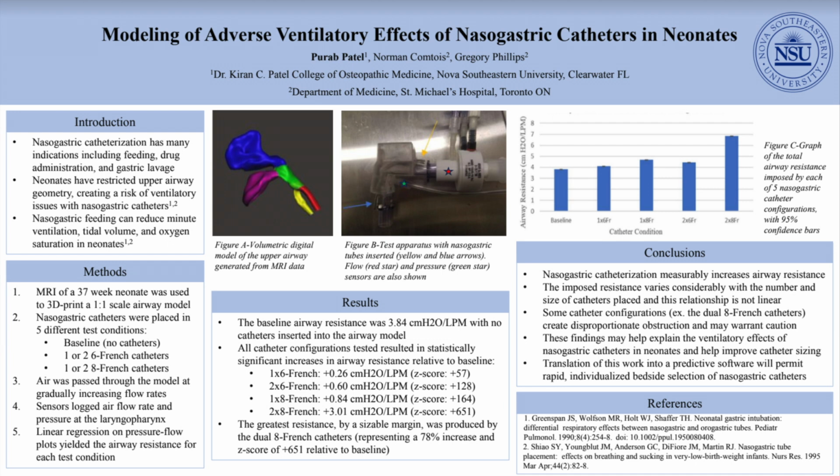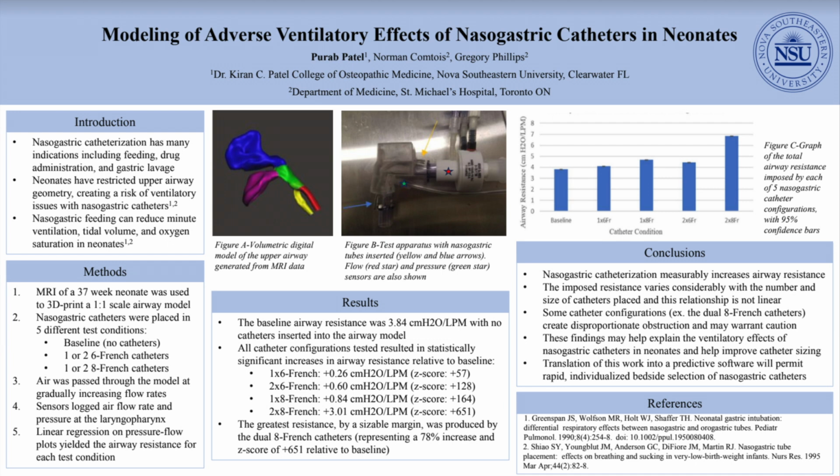The results indicated that all of the catheter configurations tested resulted in statistically significant increases in airway resistance relative to the baseline, and in particular, the dual 8 French catheters produced an increase of 3.01 centimeters of water per liter per minute of airway resistance relative to baseline. This represented a Z-score of positive 651, or a 78% increase relative to the baseline. The summary data is presented in Figure C, which shows the total airway resistance for all of the catheter configurations.